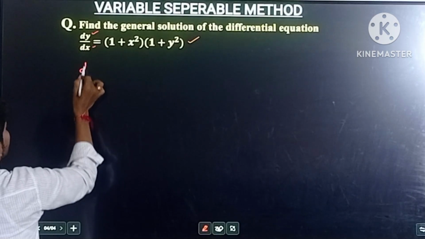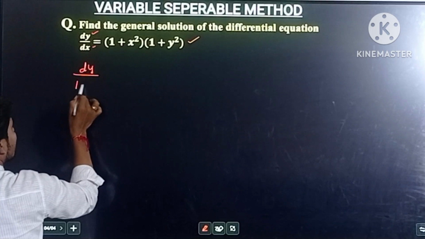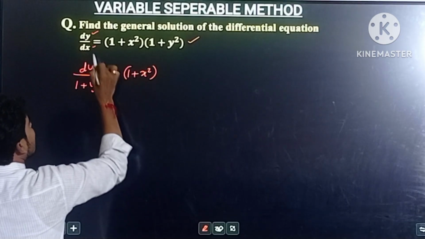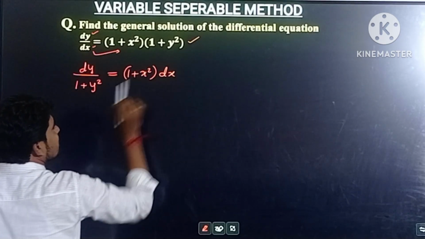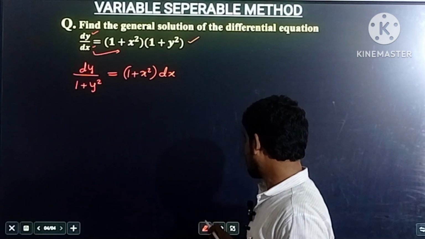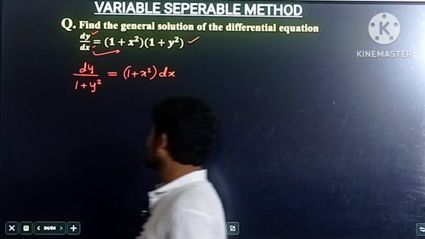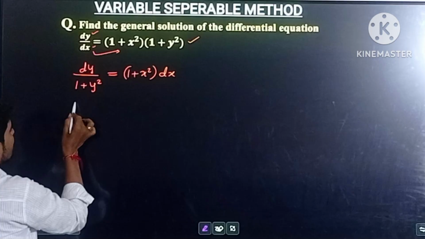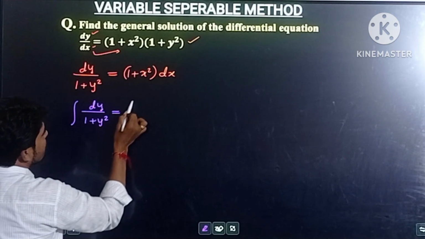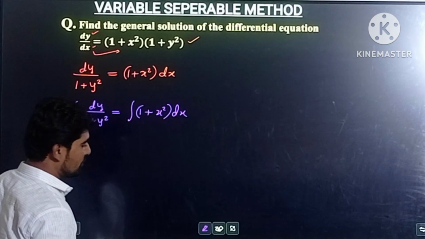So here dy exists. So dy, shift this 1 plus y square to the left side. It becomes what? dy divided by 1 plus y square equals to 1 plus x square into dx, on the right side multiplied by dx. Now here we separated the variables on either side of the equal sign. So after separating the variables, in the next step, we need to integrate to get its solution. So what is the next step? Integrating on both sides. Integration of dy divided by 1 plus y square is equal to integration of 1 plus x square dx. I hope all of you are understanding.